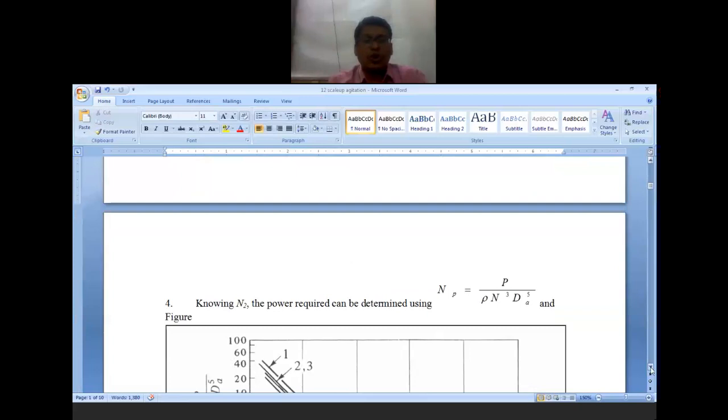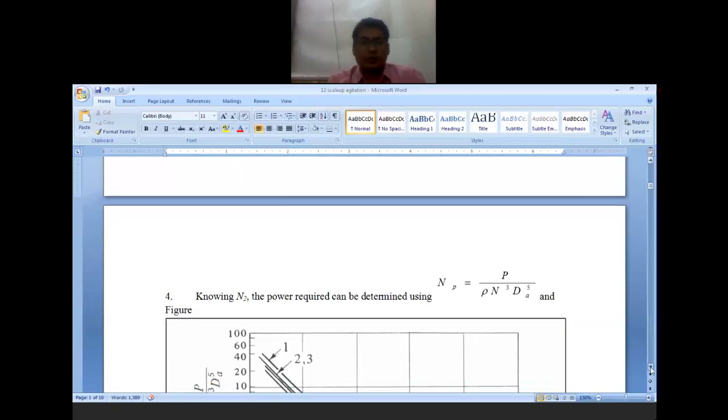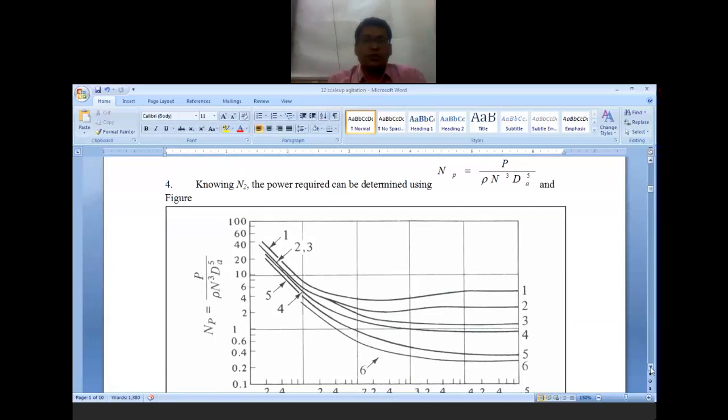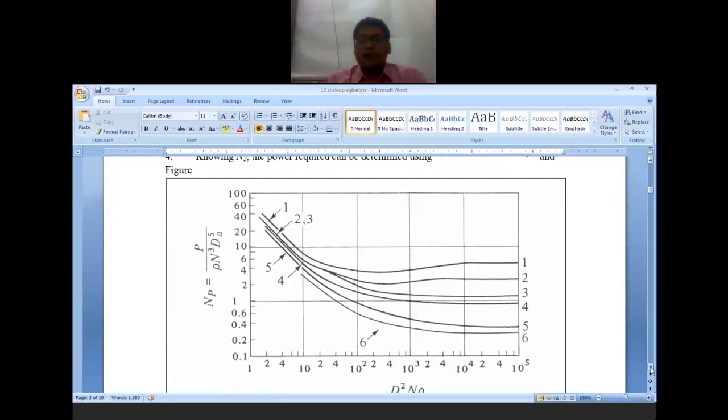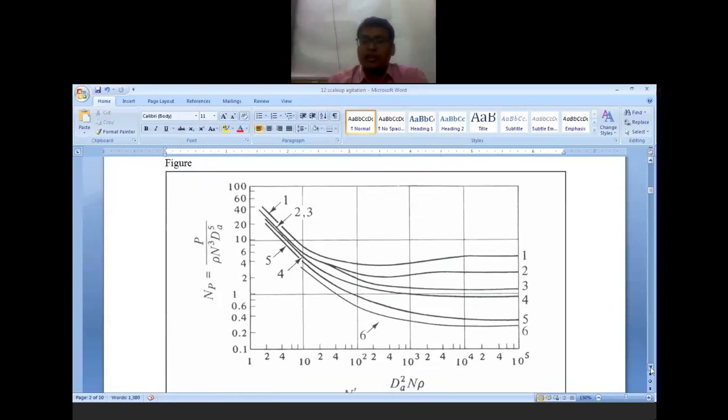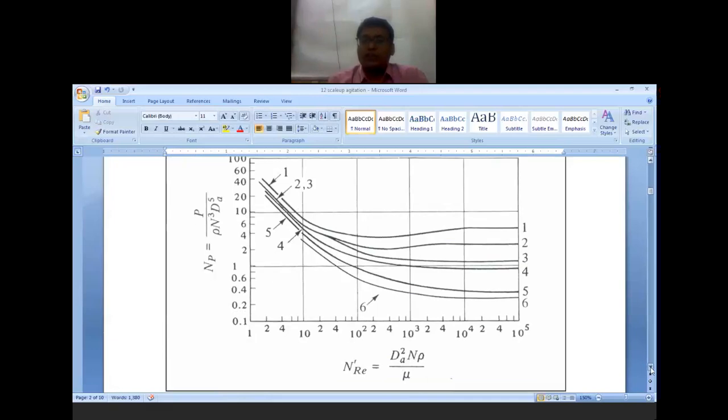And next thing is to know the N2, that is the speed of rotation. The power required can be determined by using this power number Np, which is P upon rho n cube dA raised to 5. And then finally use this graph. This graph will vary from fluid to fluid, from impellers, and it will vary for different liquids. So every liquid, every vessel will have a different graph.